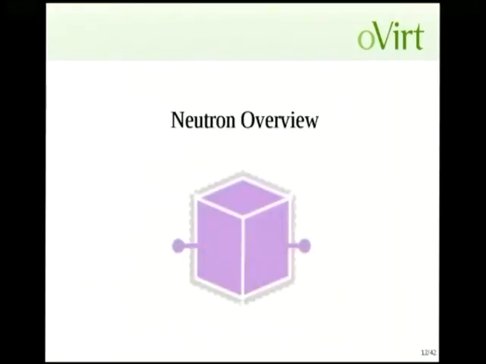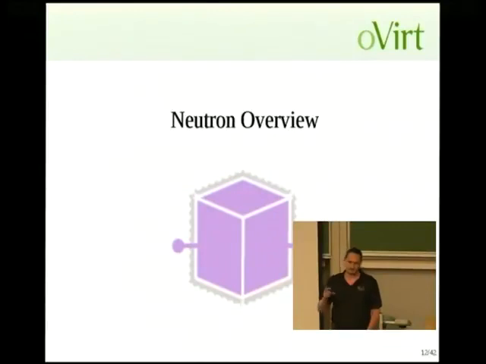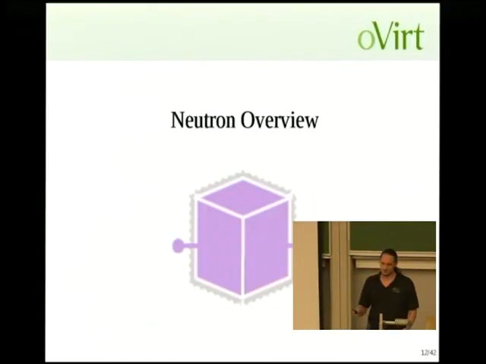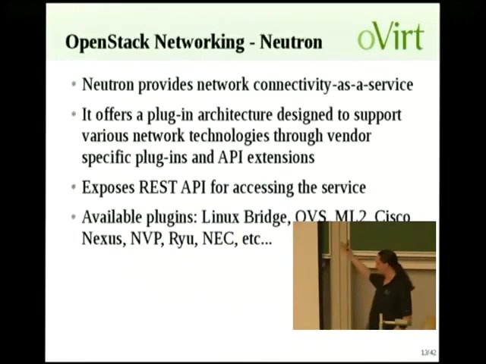So let's see what this Neutron I'm talking about is. Basically, it's an OpenStack project. It's the networking component of OpenStack, but it's actually a standalone component that we can install and use in any project, such as Orbit. It basically provides network connectivity as a service.